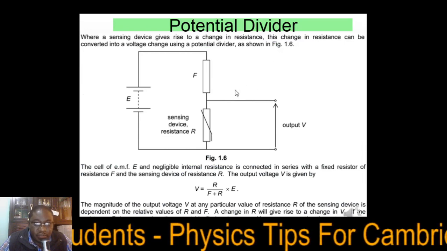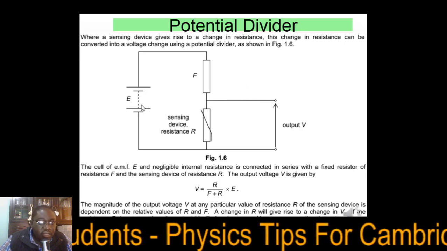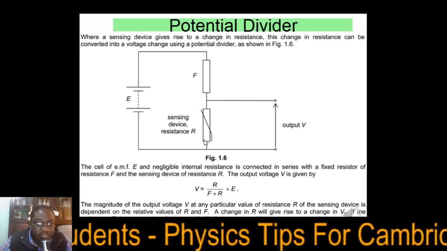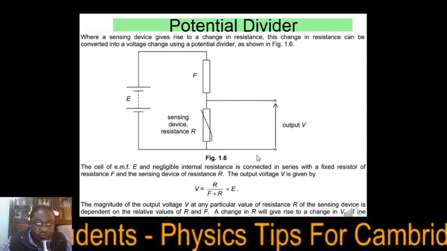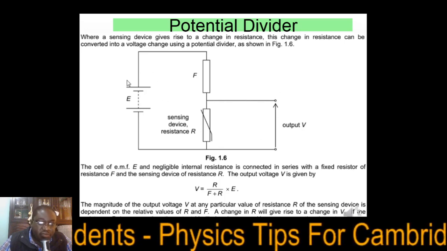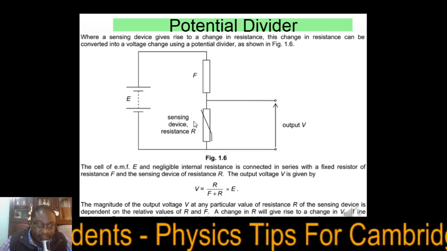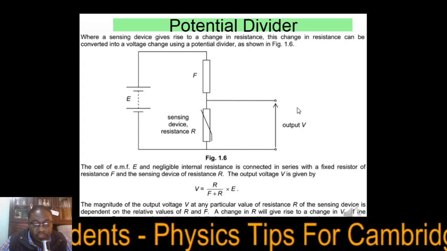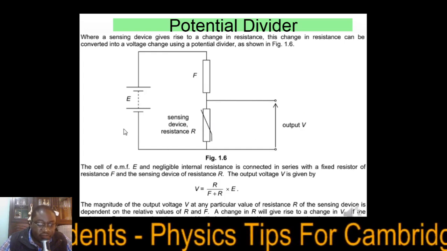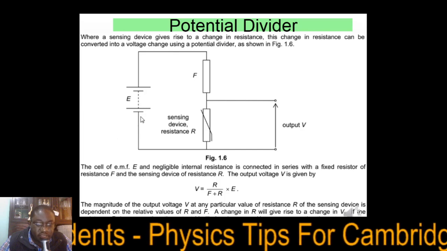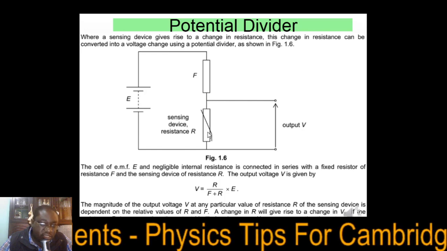Then I'm going to talk about the potential divider, how it works. Now, our sensing device is placed right at the bottom there, and that's where you get our output voltage. So we have an input voltage that is coming in, and then we have a resistor and our sensing device, and then the output. The cell or EMF of negligible internal resistance is connected in series with the fixed resistor F and then the sensing device there.